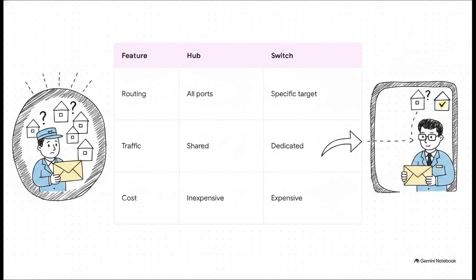A switch, though, that's your smart postman. It actively reads the specific physical address, the MAC address, of the destination device and sends the data exactly to that one target. It gives you dedicated bandwidth per connection, meaning no unnecessary traffic. It is a bit more expensive, but it's a real game changer for speed.